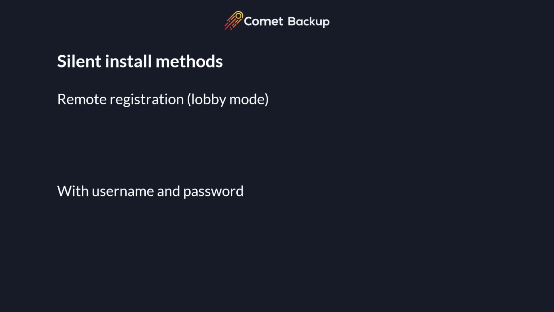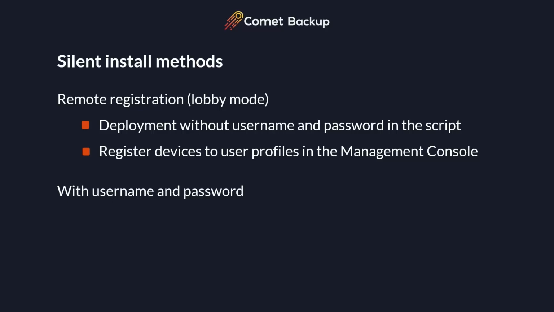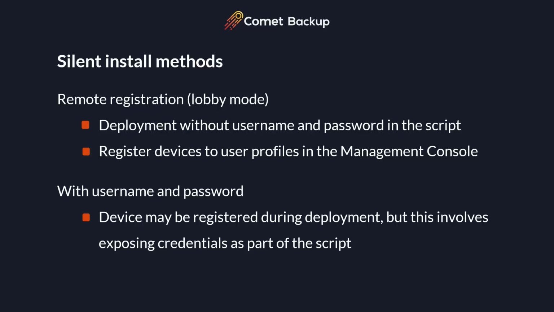There are two ways to mass deploy Comet on your infrastructure. You can perform a remote registration by deploying the client first and then registering the devices later. This does not require the user credentials to be included in the script. Do note that there is the additional step of registering the devices to users in the management console later on. It is also possible to register your endpoint to the management console during deployment. Do note that the username and password will then be included in the deployment script, so the credentials may be exposed.